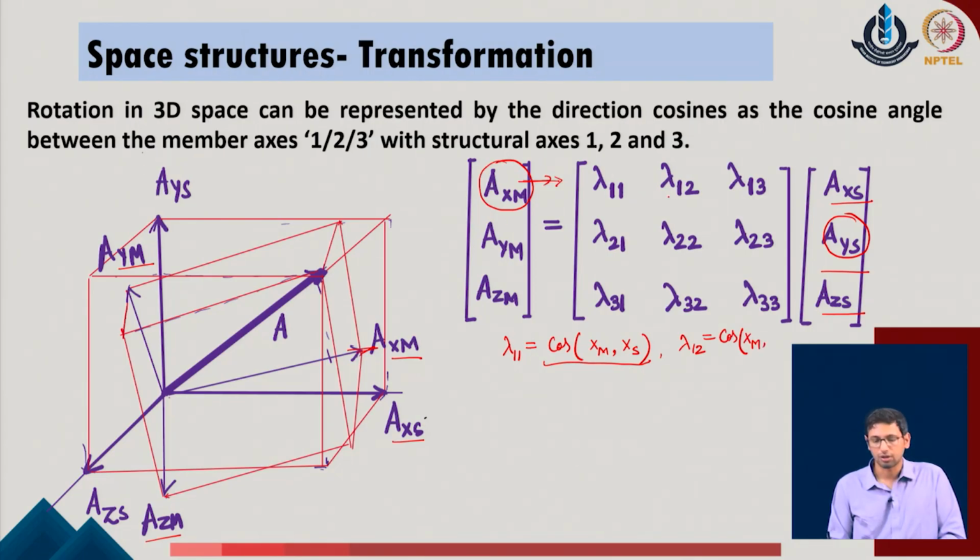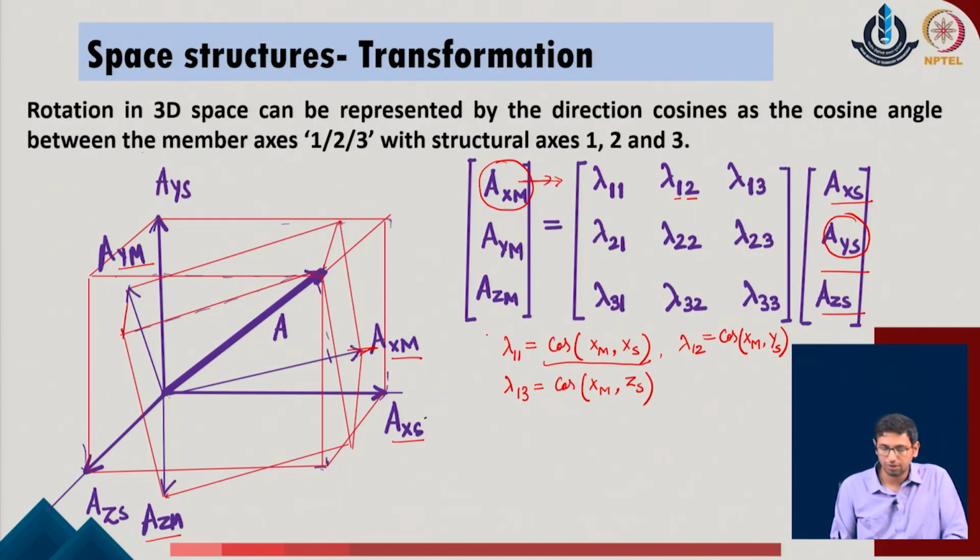So, this has to be the cosine angle between the x of m, with respect to the original structural system in the direction 2, and that happens to be the y of s in the given problem. Similarly, I go to the lambda of 1 3 and I realize that this has to be the cosine angle between the x of m and the z of s in the given system, right. So, this is the typical understanding, the way we describe the direction cosines of the given system.